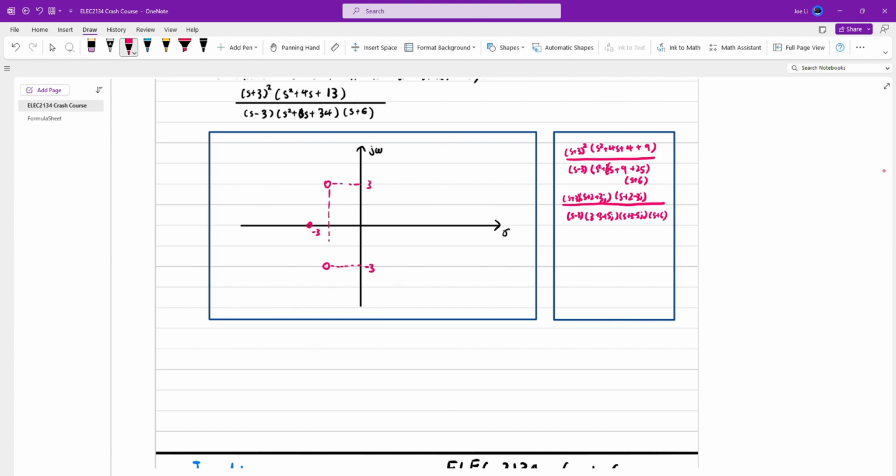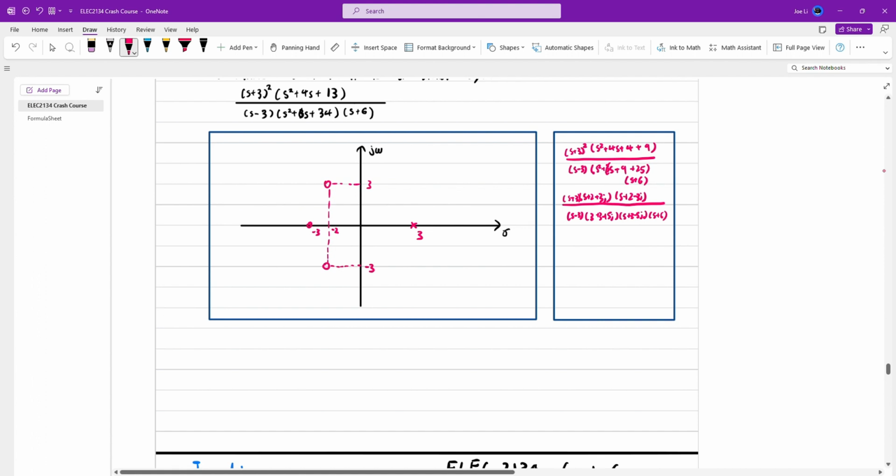And this will be 2, -2. Okay, we're done with all the zeros. Now all the poles. S plus 3, apparently it's this side. There's a pole in here, which I'll talk about in a moment.